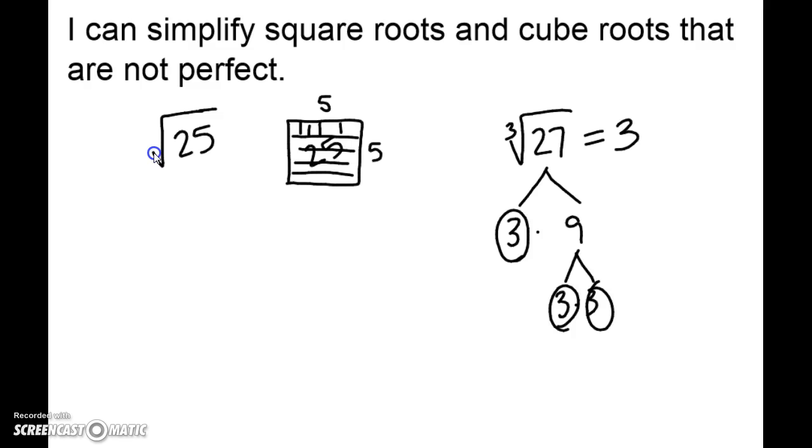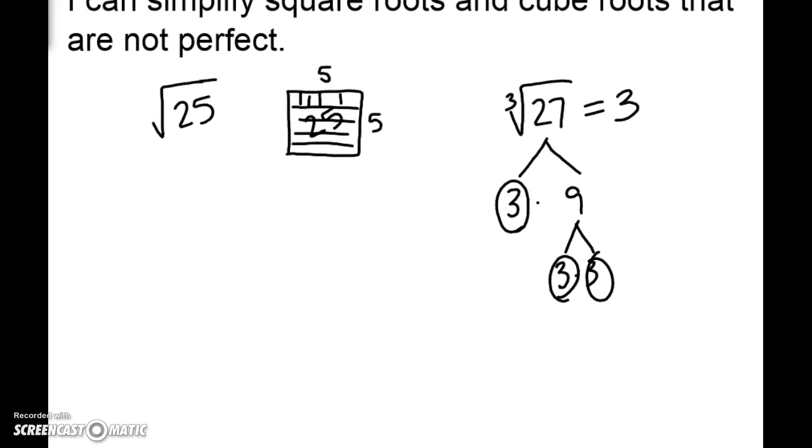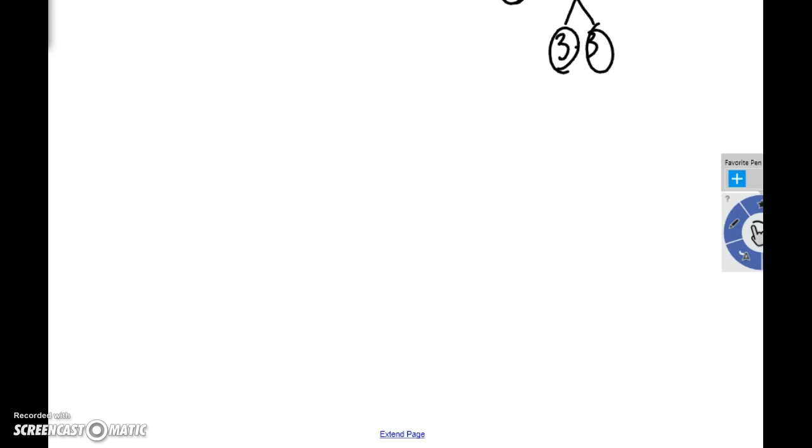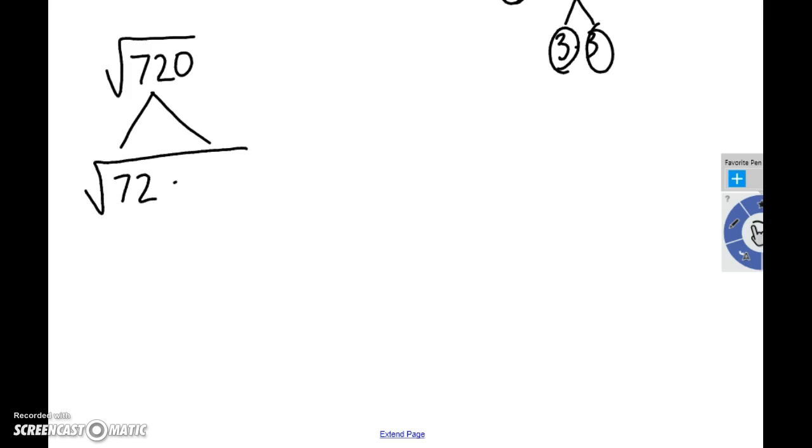All right, so what happens if we need to simplify the square root or the cube root? Okay, I'm just going to go ahead and extend this page just a little bit. So what happens if we have, let's say, the square root of 720? My quick question is, can you think of any factors of 720? I'm pretty sure that we can take 720 and split it up into the square root of 72 times 10. Is that right? Okay, so I'm still just doing my factor tree.